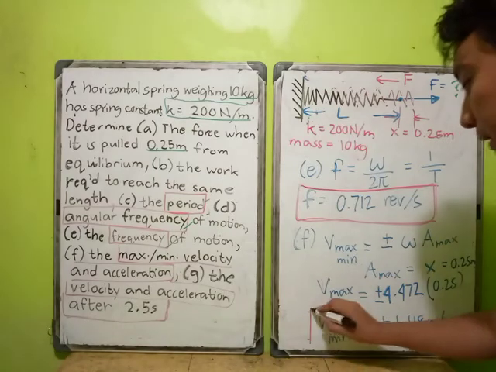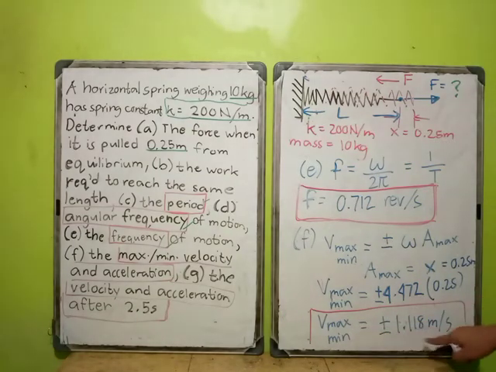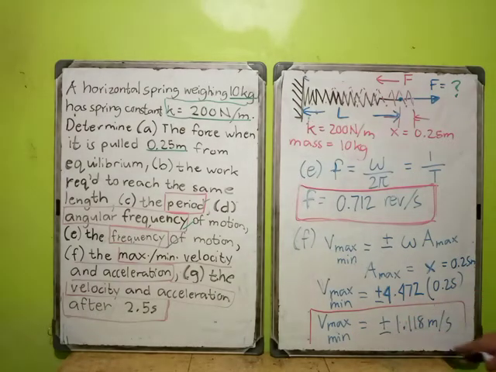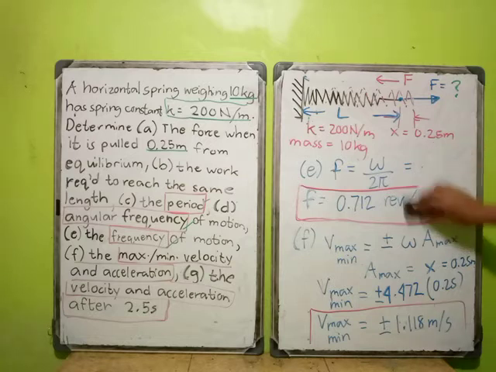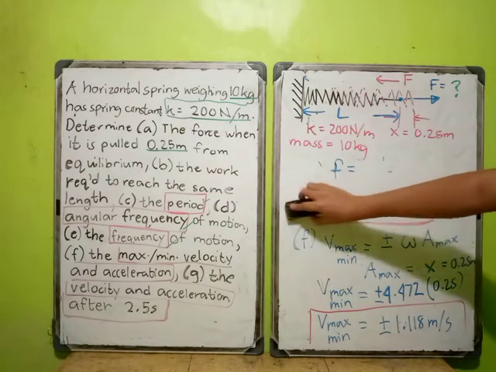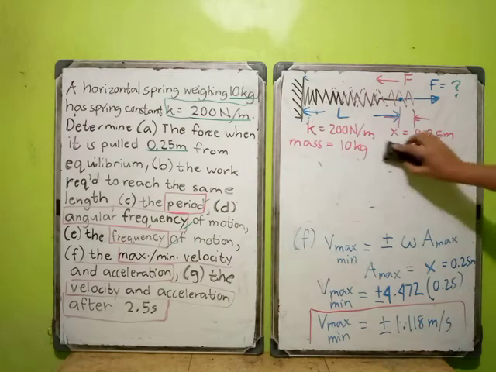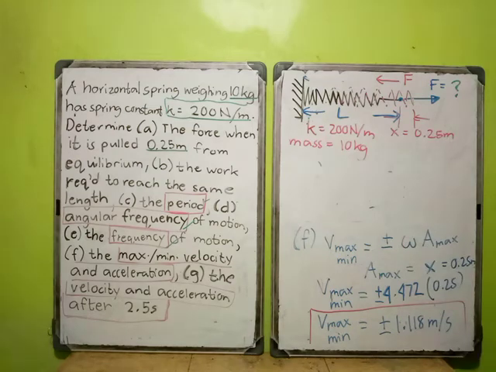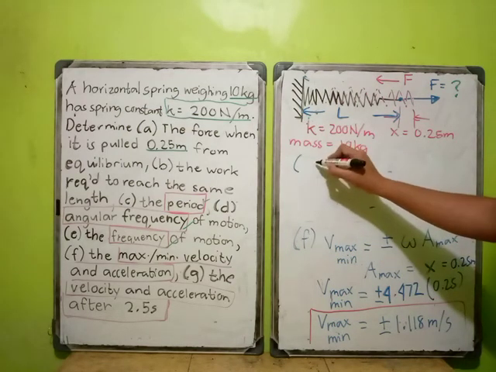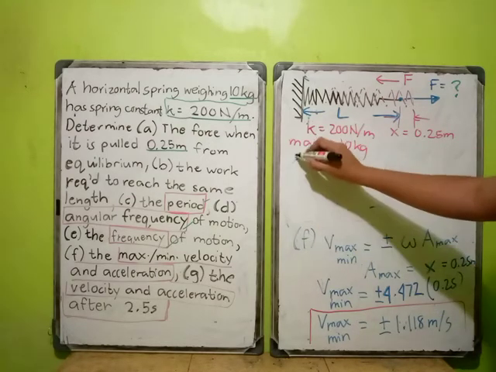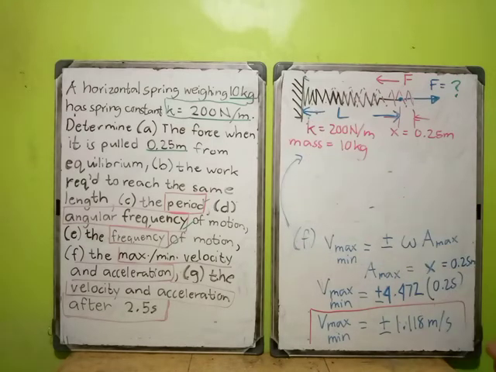Okay, so ano yung maximum at saka minimum dito? Ang maximum velocity is 1.118 meter per second, positive. Yung minimum naman is yung negative, 1.118. Okay? So without further ado, punta tayo dun sa acceleration. So acceleration naman tayo. Okay? So sa F pa rin to. Okay? So here. Ipagpatuloy natin yung simula natin.